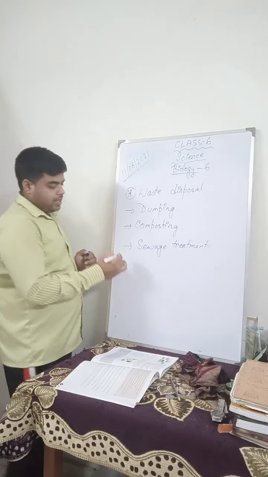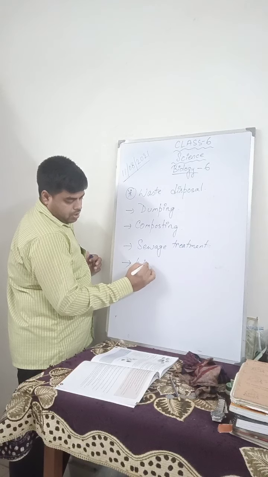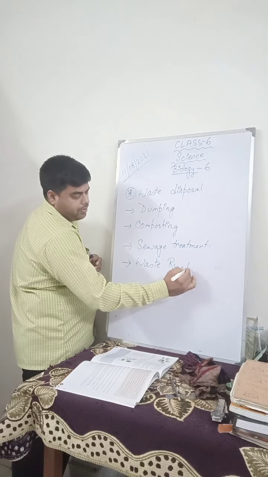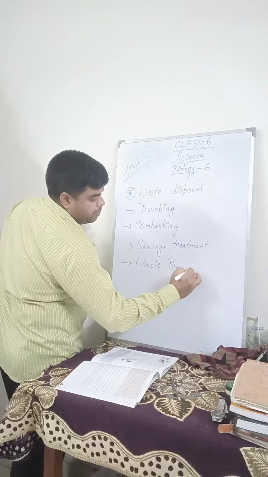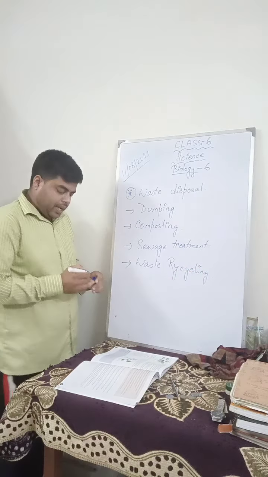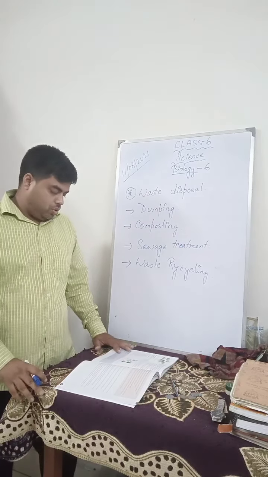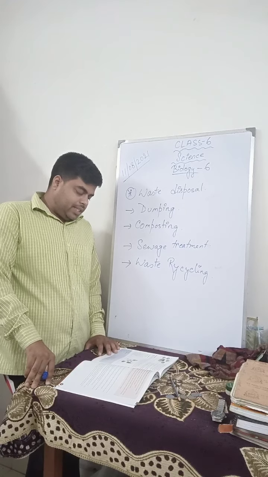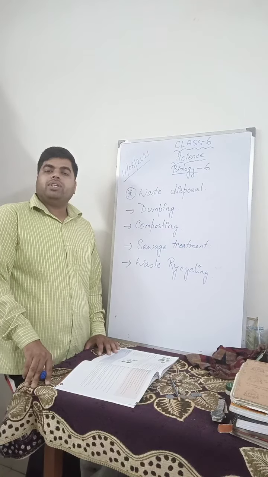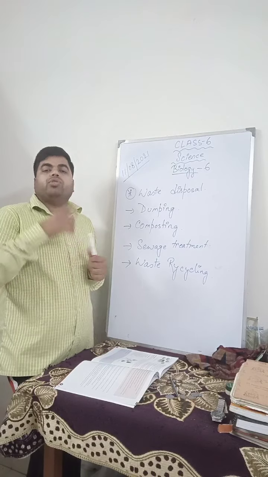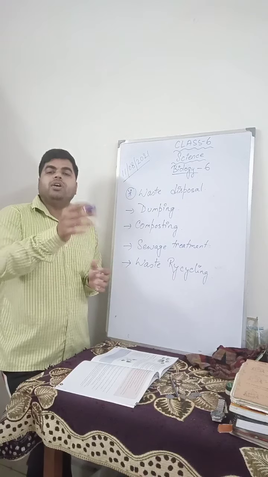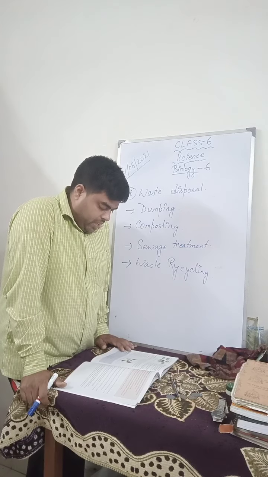The next is waste recycling. That means instead of throwing or instead of damaging, we can recycle. We can make it for reuse. Recycling can be defined as the process of reusing non-biodegradable materials by changing them into new products. Non-biodegradable waste means waste that does not mix with the soil. So instead of throwing it and dumping it in the soil, we can reuse it by changing it into some other product.